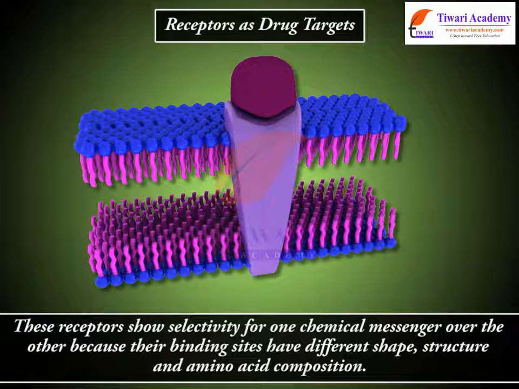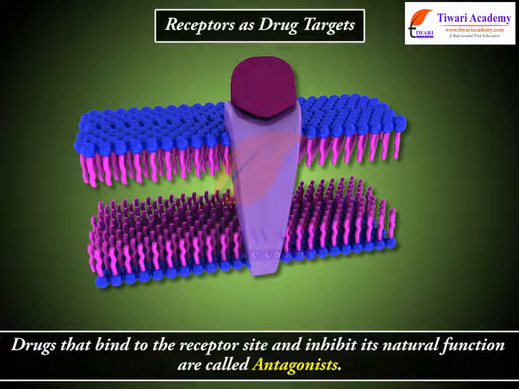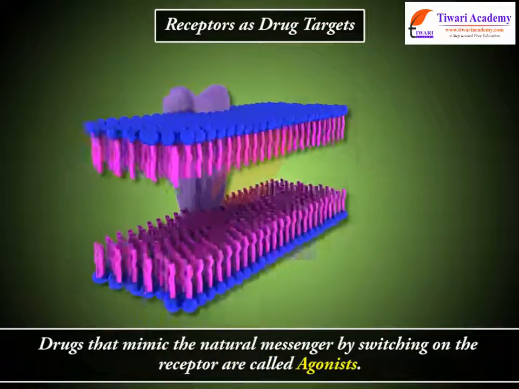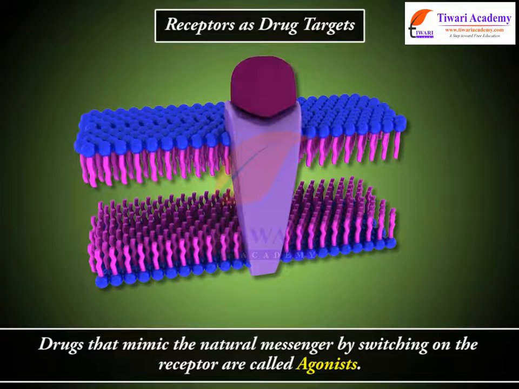These receptors show selectivity for one chemical messenger over the other because their binding sites have different shape, structure, and amino acid composition. Drugs that bind to the receptor site and inhibit its natural function are called antagonists. Drugs that mimic the natural messenger by switching on the receptor are called agonists.